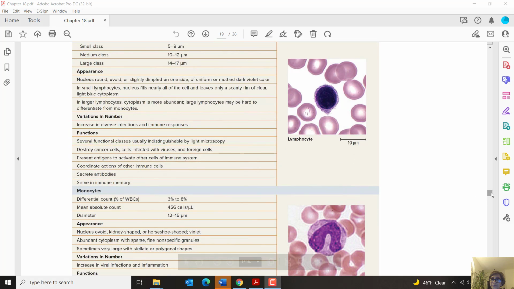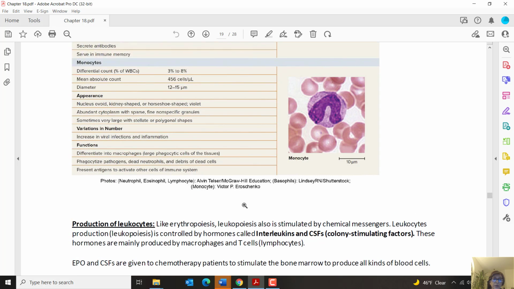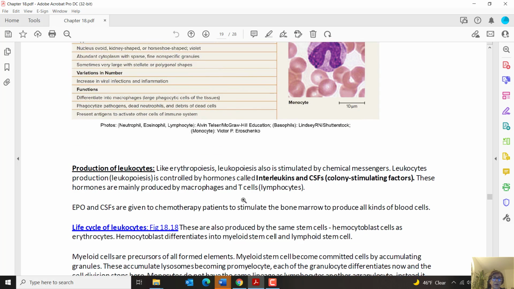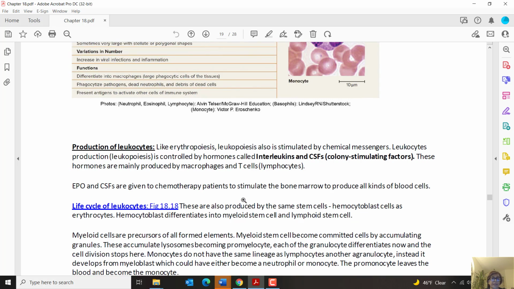Let me see if there's anything else in this. Oh yeah, leukocytes are also produced by chemical messengers, like erythropoiesis. This is called leukopoiesis. And leukocytes are normally produced when there is an injury or an inflammation or infection.